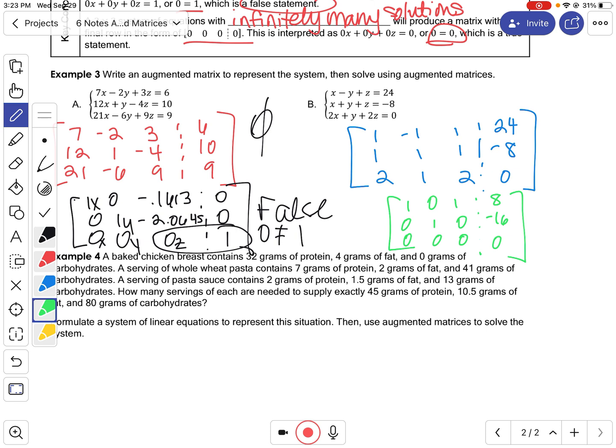So anytime there's not a 1 in the bottom, you need to pay close attention. There's not a 1 at all, and so you check to see if those are equal. 0 does equal 0, which means infinitely many solutions. So they have every single point in common.